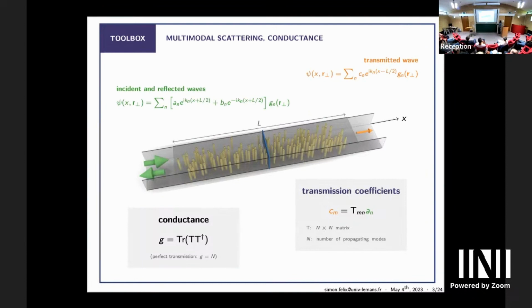When we have T, we can calculate with the classical Landauer formula the conductance of this system, which describes the capacity of the system to transmit a wave. It is more or less the mean energy flux. To fix the idea, if I have nothing in the waveguide, so it is empty and perfectly transmitting, G is N, the number of propagating modes. So the maximum value of G is N.